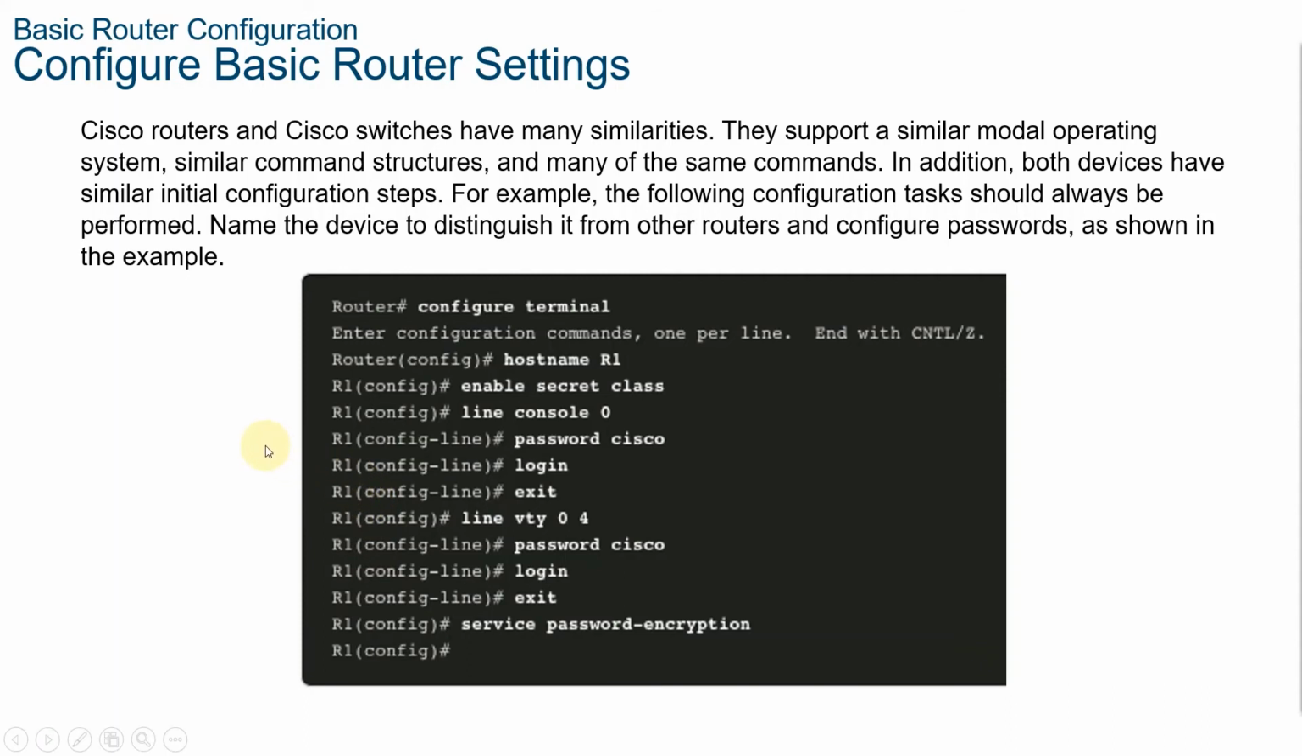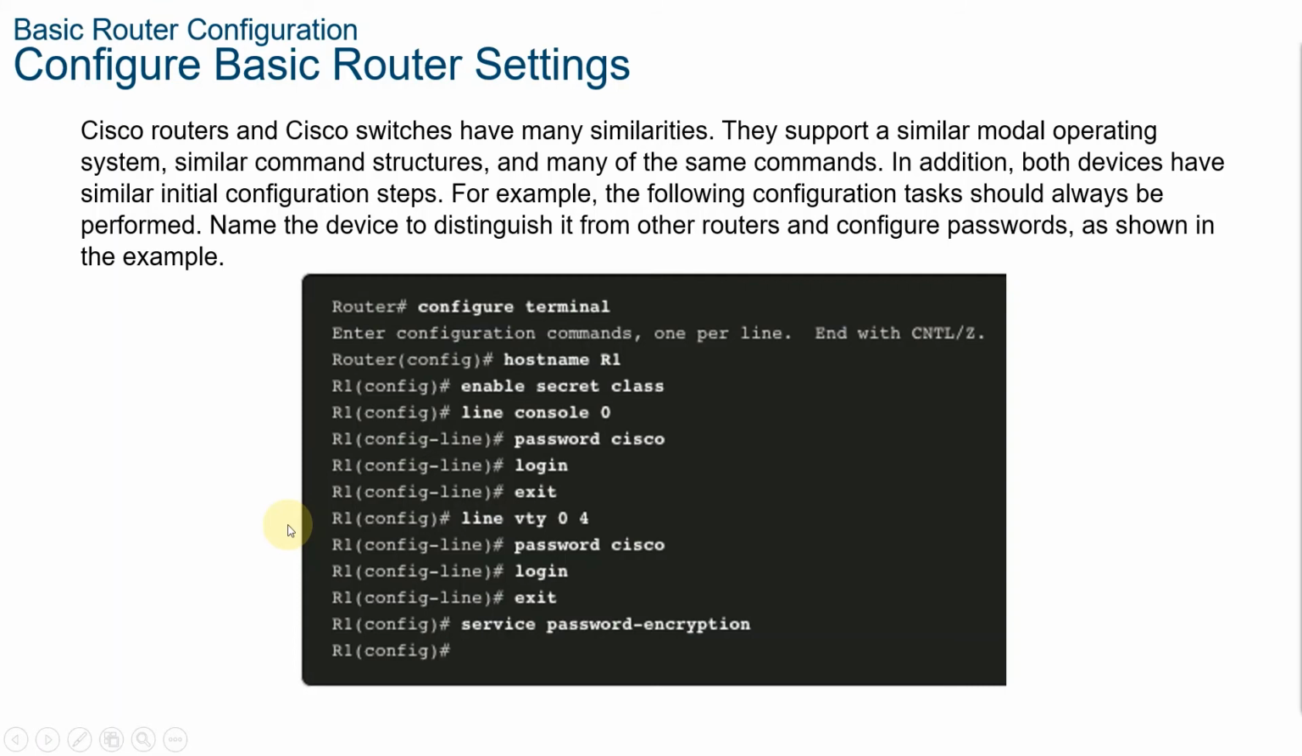Cisco routers and Cisco switches have many similarities. They support a similar modal operating system, similar command structures, and many of the same commands. In addition, both devices have similar initial configuration steps. For example, the following configuration tasks should always be performed. Name the device to distinguish it from other routers and configure passwords as shown in this example.